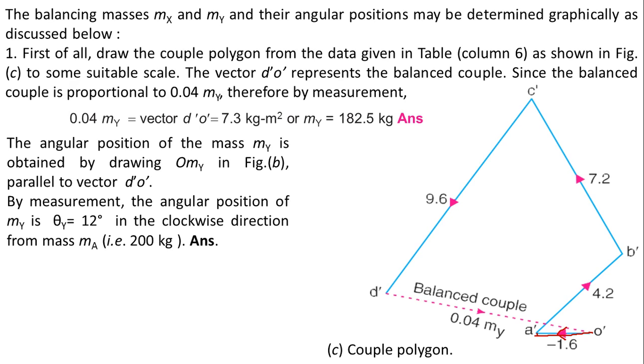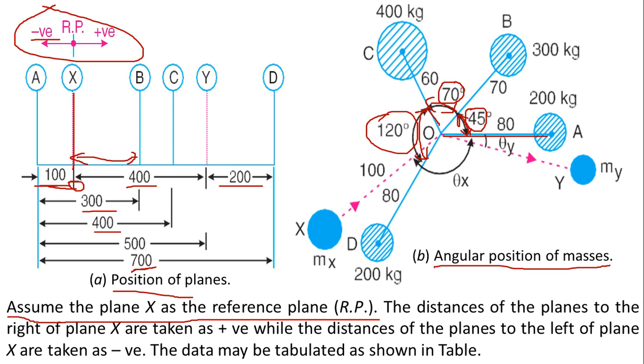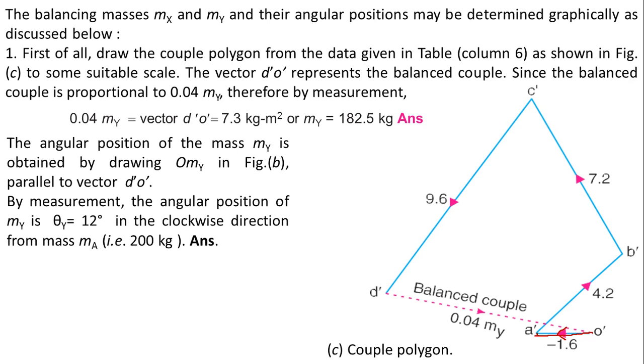Next, after O1 dash to A dash, the next value is 0. So no need to worry. Next is 4.2 for B. So the position is known to you from the angular position. That angle, whatever is there, 45 degree is there. So from A dash to B dash, the unit value is 4.2. So take an angle of 45 degree, or just parallel to the plane given for B.